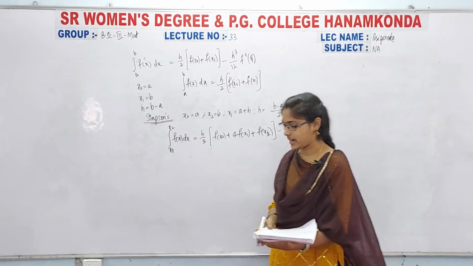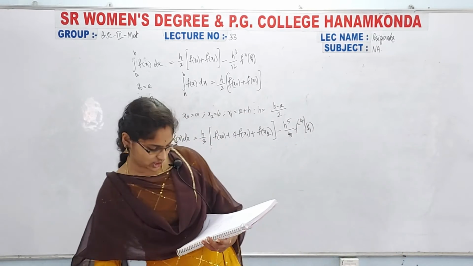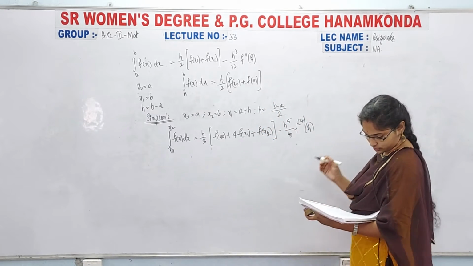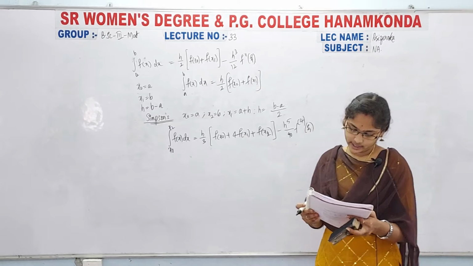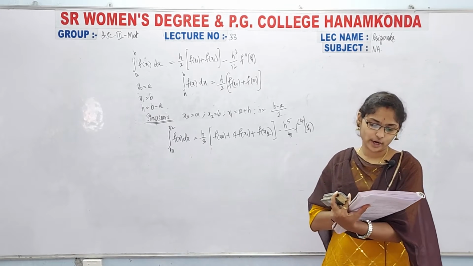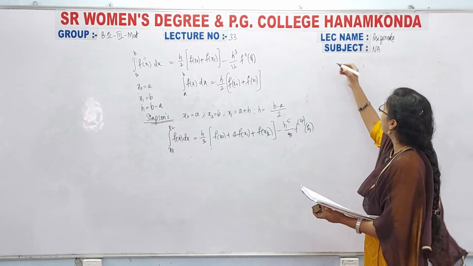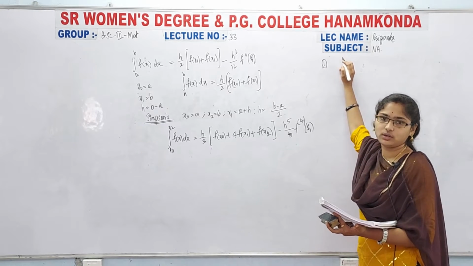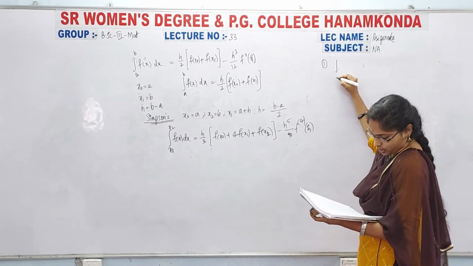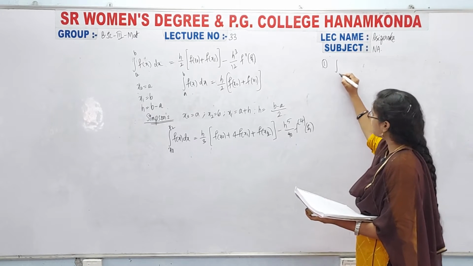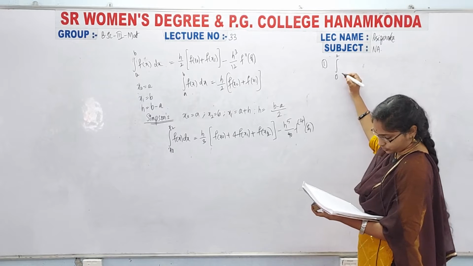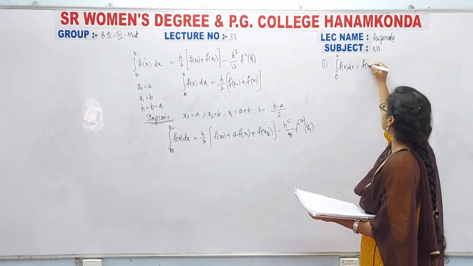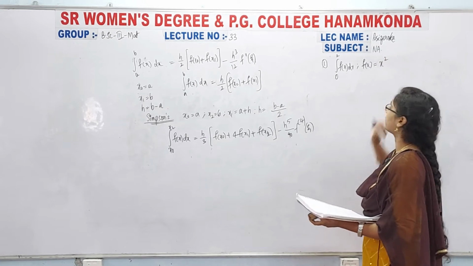Okay. Now here I have one application, actually not only one application, there are many problems here. So now I am going to discuss one problem. Now write down, ma: compare the trapezoidal rule and Simpson rule approximations to the integral from 0 to 2 of f of x dx, where f of x is equal to x square.